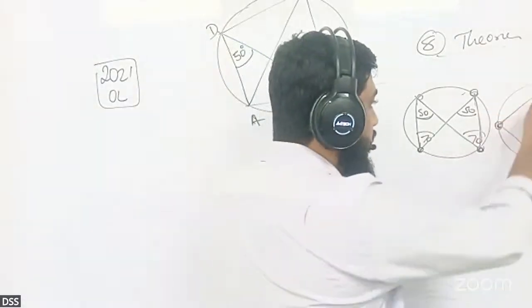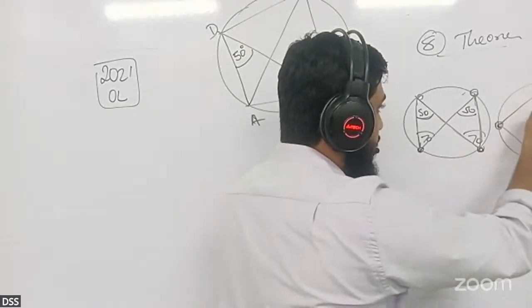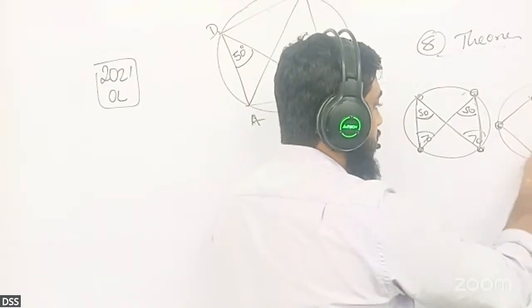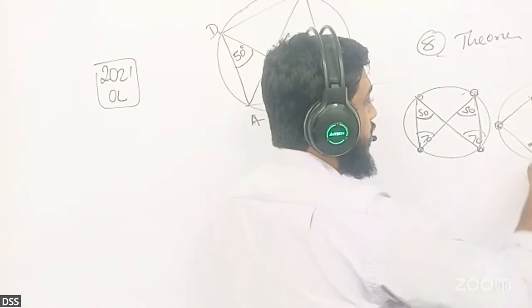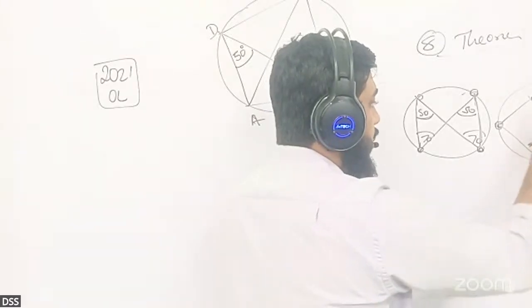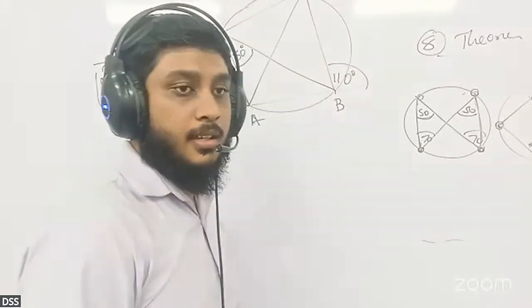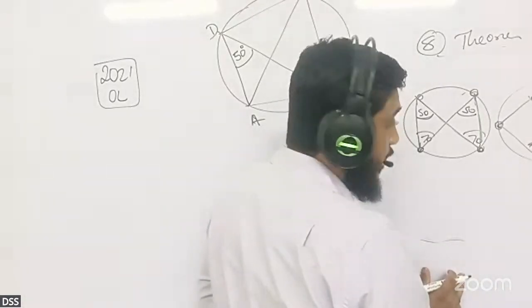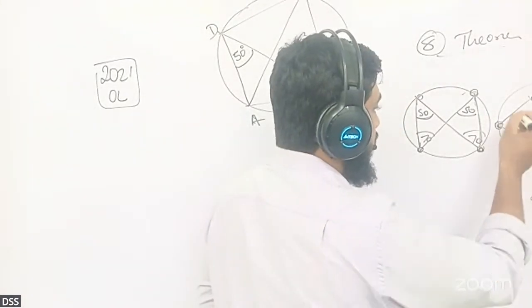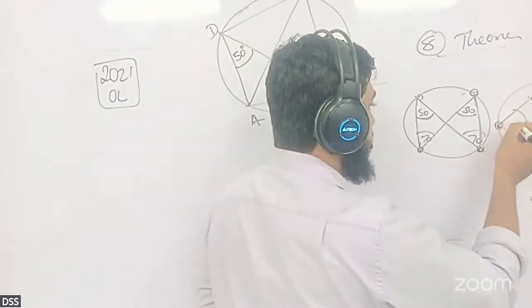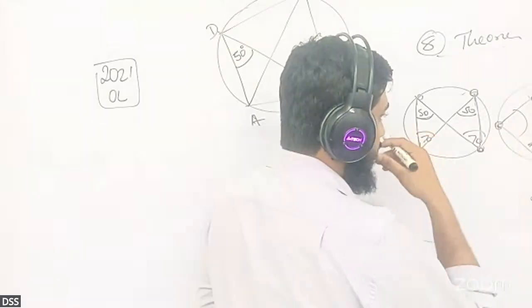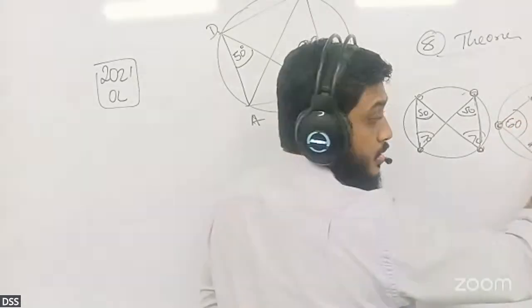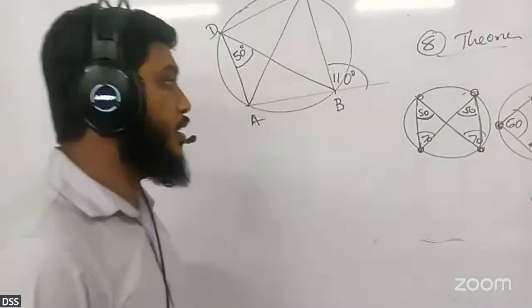If there is a quadrilateral which is on the circle like this, what happens? If this one is 80 now, this one will be how much? This will be 100. Why? If you add the opposite angles of a cyclic quadrilateral, they add up to 180. That's the rule. For an example, if I take this one as 60, this should be how much? 120. Very simple. Those are the two rules.